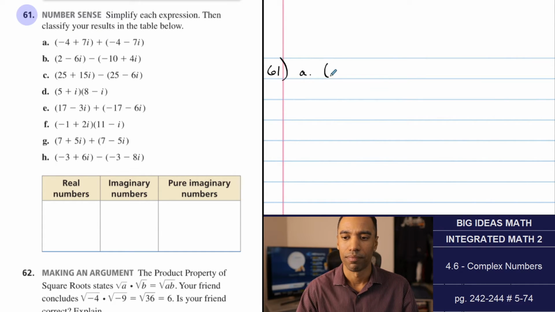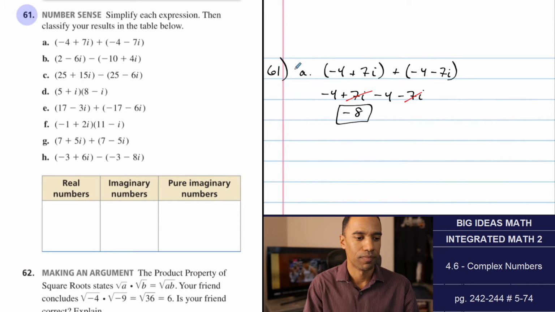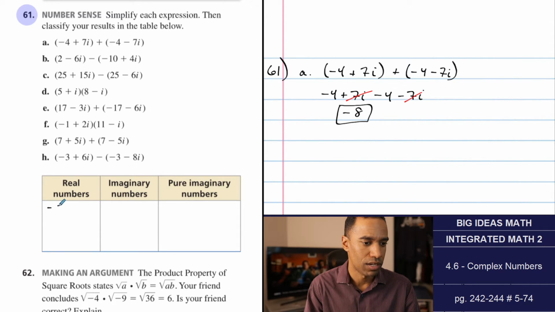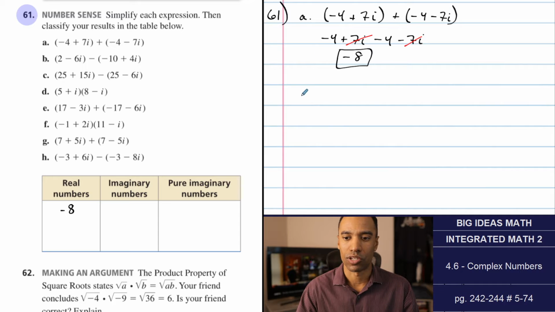So that's a lot of questions. Eight questions. All right. Part A: negative 4 plus 7i plus negative 4 minus 7i. That becomes negative 4 plus 7i minus 4 minus 7i. The 7i's are gone. Negative 4 minus 4 is negative 8. So negative 8 is a real number. Negative 8 will go here. I don't know how many I've got to fit. I imagine not too many. There are only 8 questions, so at most, they're probably going to give me 3 per, at least 2.